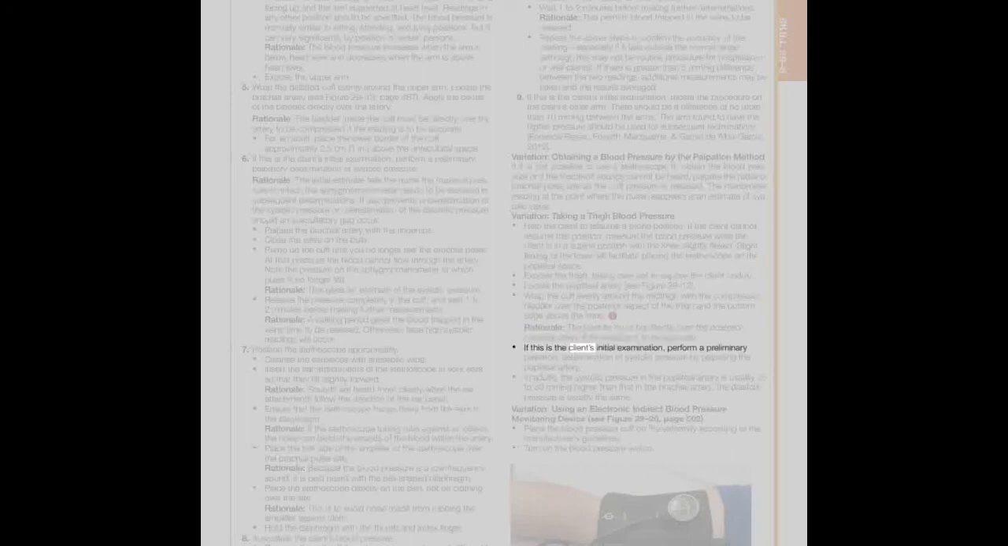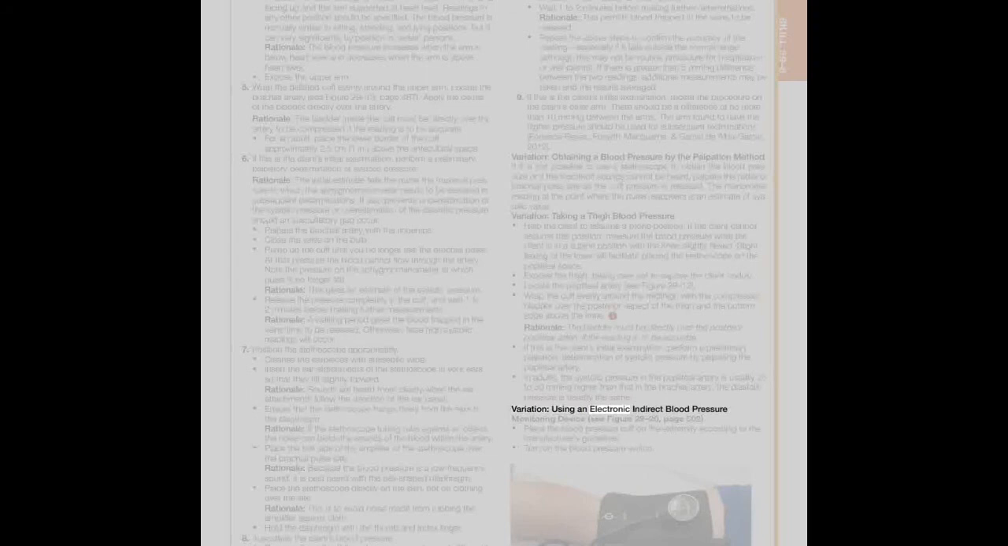If this is the client's initial examination, perform a preliminary palpatory determination of systolic pressure by palpating the popliteal artery. In adults, the systolic pressure in the popliteal artery is usually 20 to 30 mmHg higher than that in the brachial artery. The diastolic pressure is usually the same.